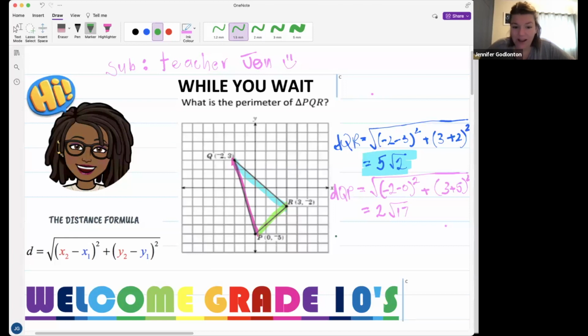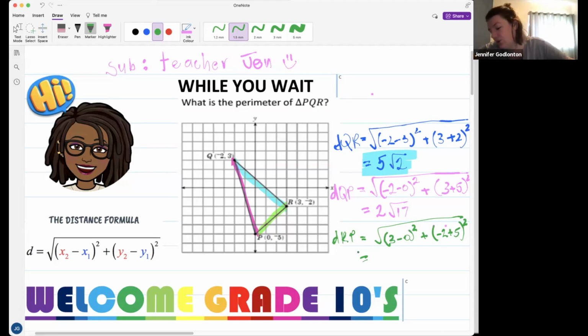Okay, last one is our distance of RP. So we're going to have 3 minus 0 squared plus -2 plus 5 squared. Chuck that into the calculator. So we're going to have 3 squared plus 3 squared. And that's going to give us 3 root 2. Sorry, my pen went traveling under my laptop.